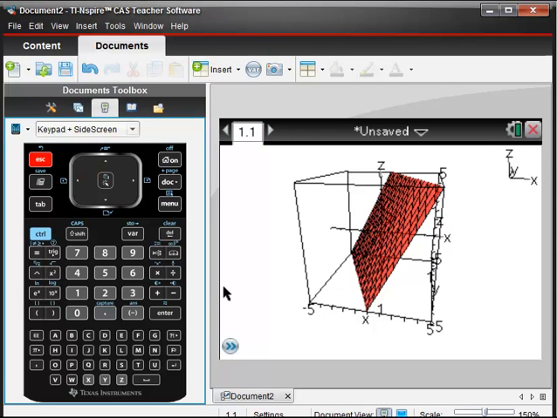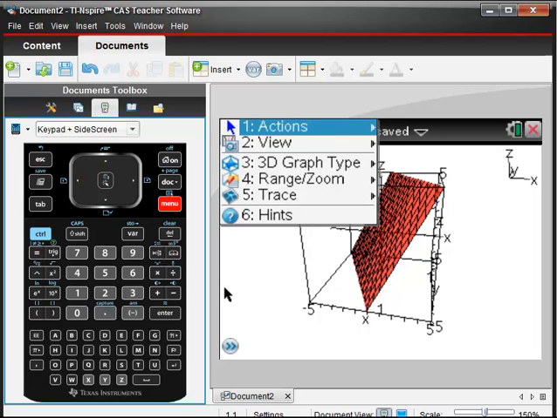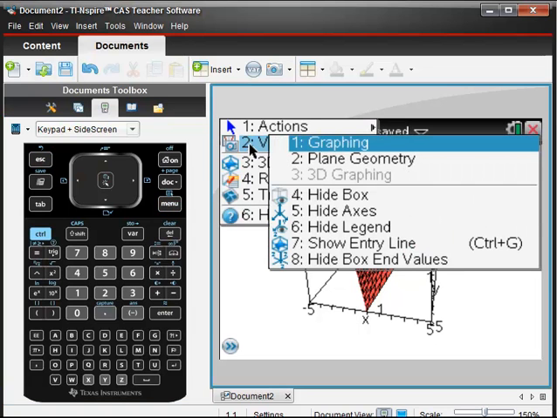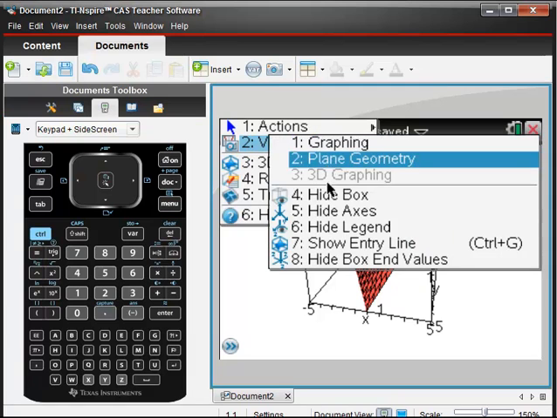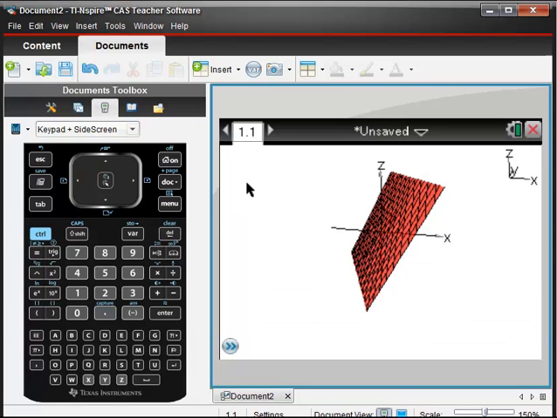Alright, since this means the z-axis is going to be 14 units long, maybe it's best to make all the axes 14 units long. This is subjective, but let's go to this menu and do a couple things here. First of all, I prefer to not have the box, so I'll hide the box.